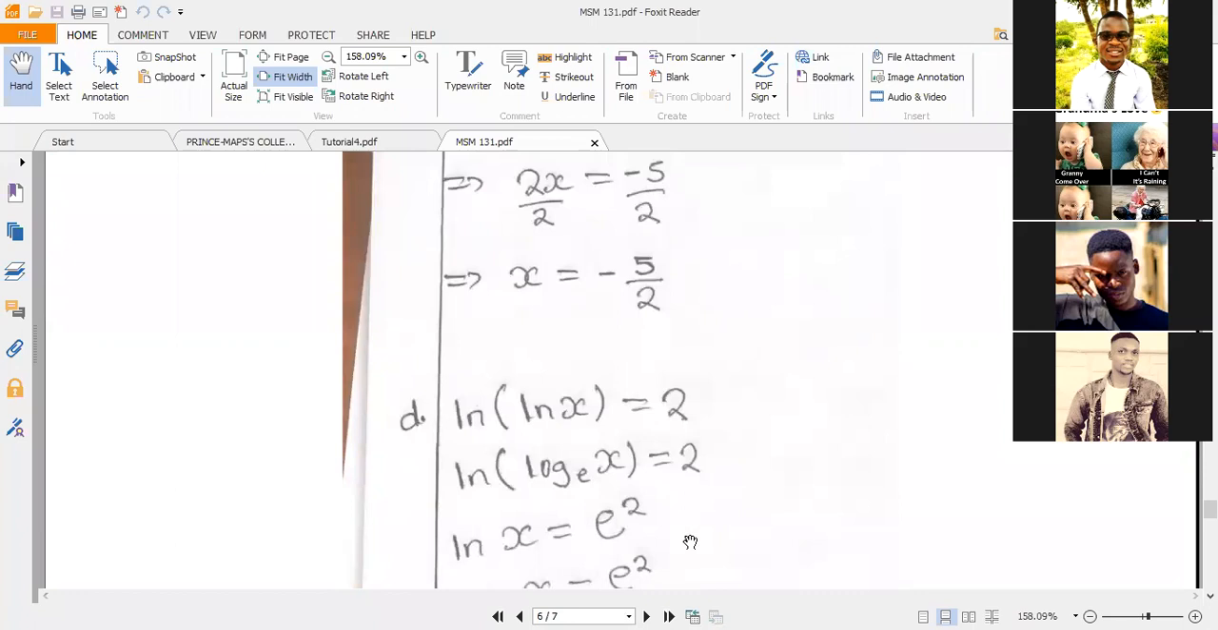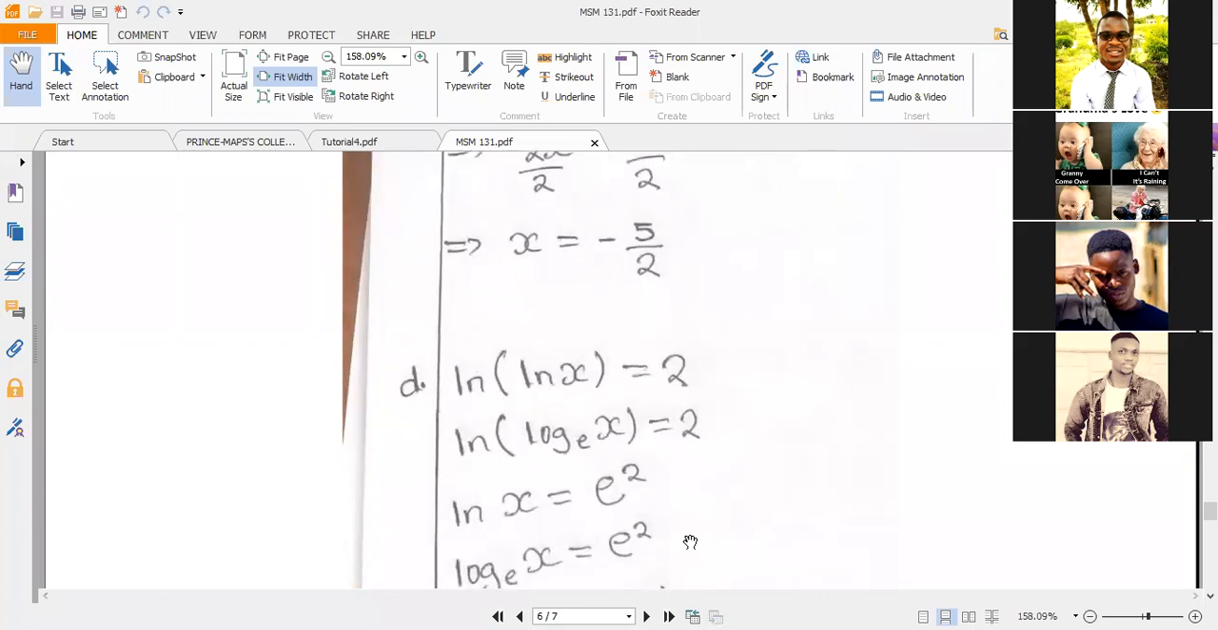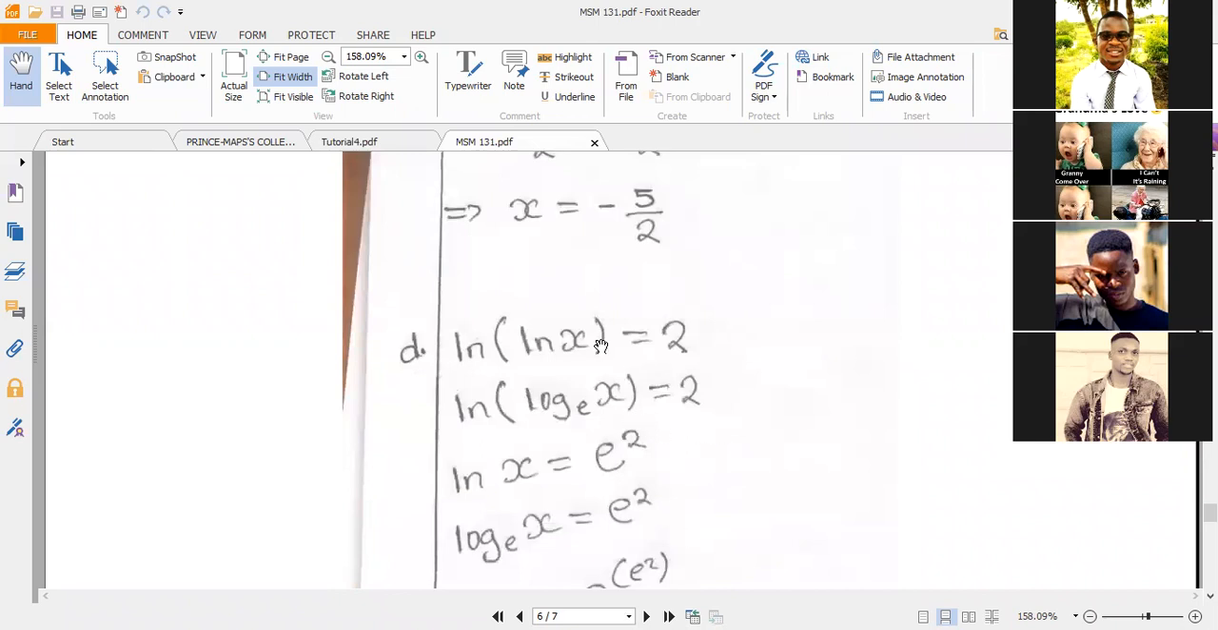D is similar to A. I don't know why I even wasted my time solving it, because it's the same as A. But then ln of ln x is equal to 2. You can even change this to natural log, but I like dealing with log, I don't like ln. ln is the natural log, base e. So natural log of ln x is equal to 2. Then you can derive this and come to ln of x is equal to e to the power 2.